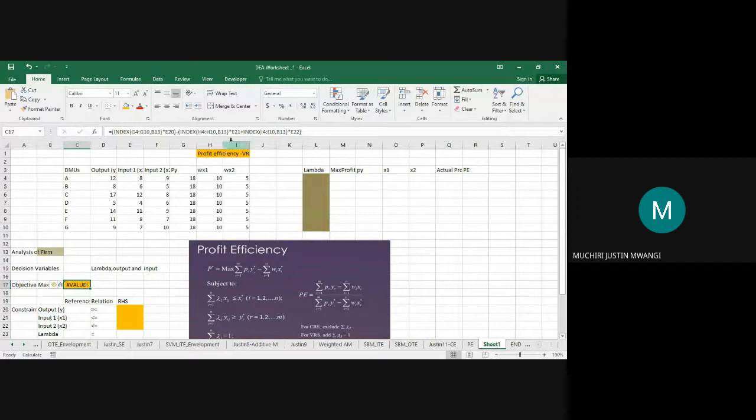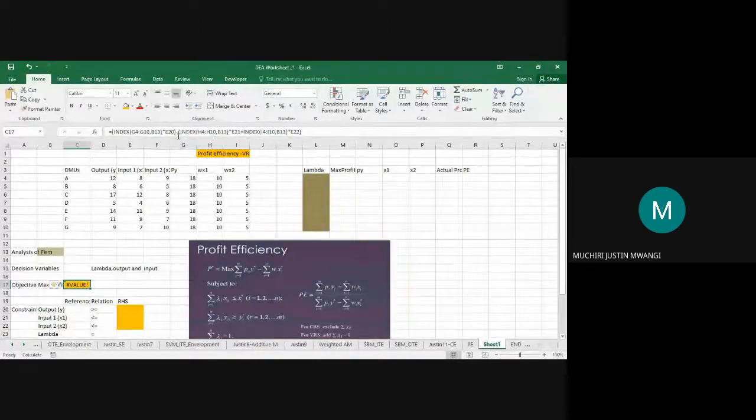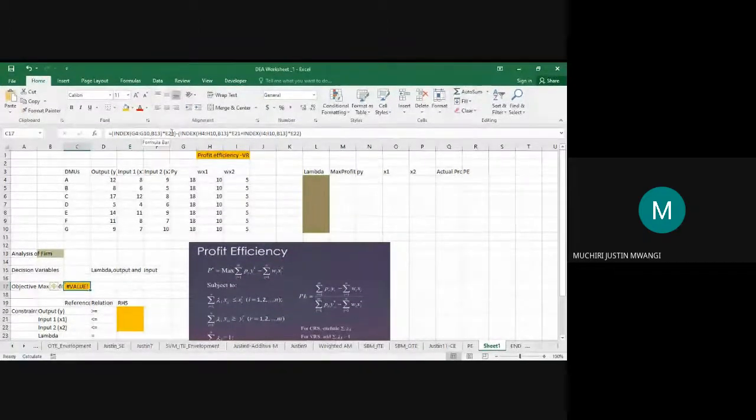I don't know why it's not picking. Yeah, I think it's set. Right. It's set.